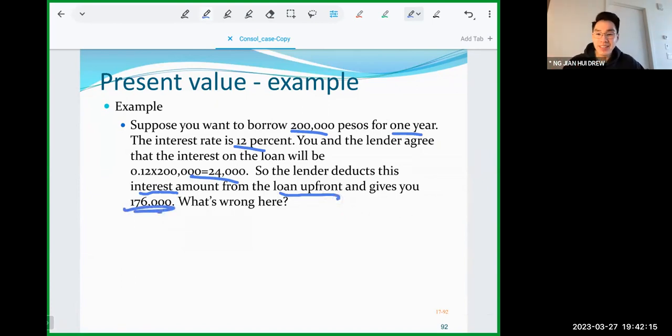Now, before doing any calculation, do you think there's something wrong here? And if you think so, what is actually wrong? Anyone can give some suggestion. Is it wrong or is it actually correct? You just deduct the interest straight away, so it's easier. Then you don't have to pay the interest later in the years. You just get a lesser amount of money in the loan. Anyone like to give it a try? Is this wrong? Why is it wrong? Or is it correct?